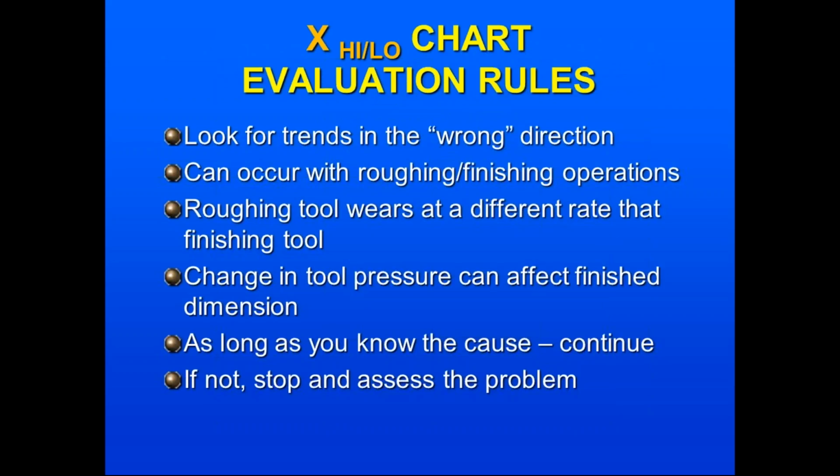So what kind of evaluation rules do you have? Well, the key rule you're looking for is trends in the wrong direction. So for example, if you're doing an OD, it should be continually getting larger. If for some reason it starts getting smaller instead of larger, you need to take a look at the process and find out what's going on. The tool might be falling out of the holder. Something weird must be going on, and now's the time to investigate, which is why you have the chart.